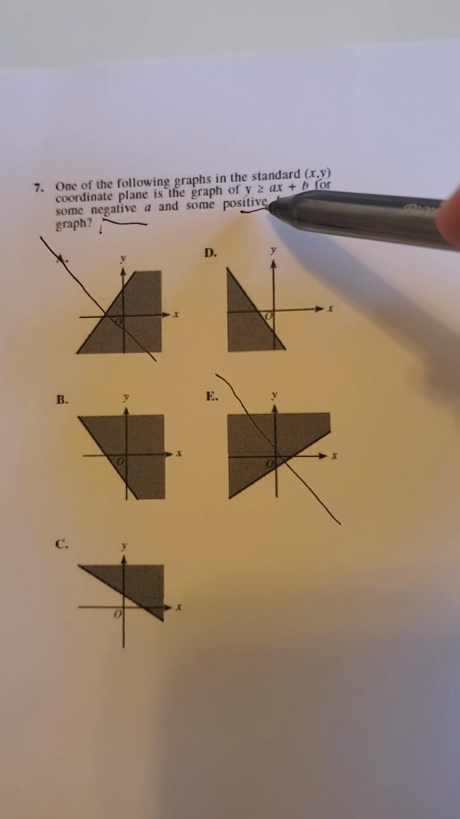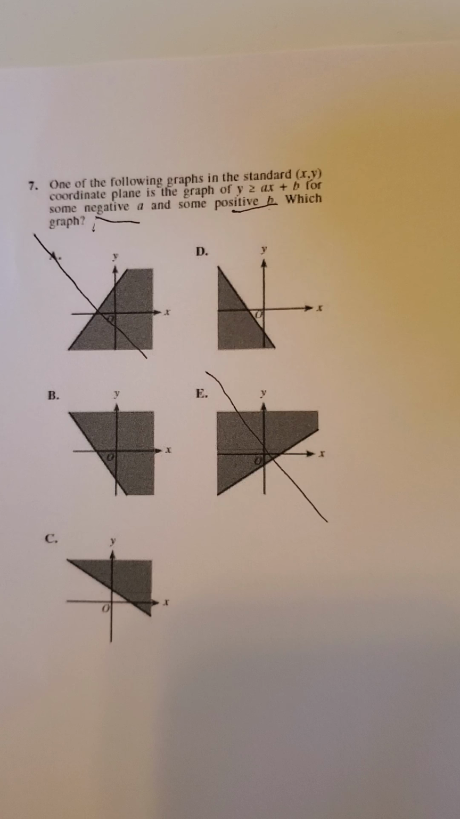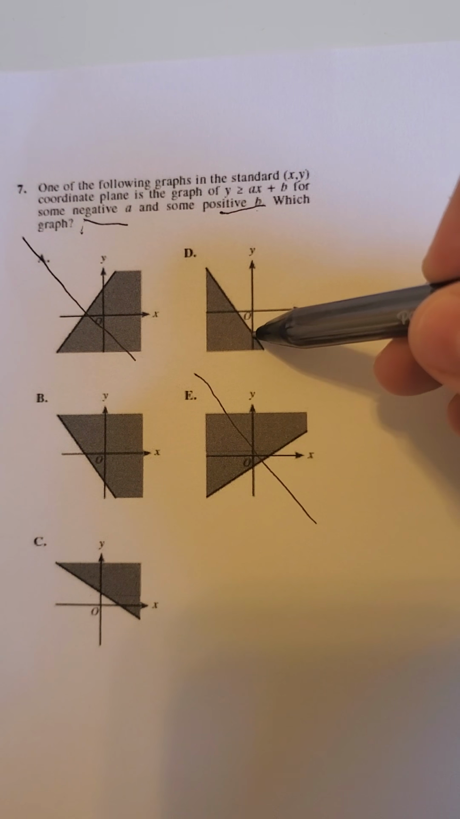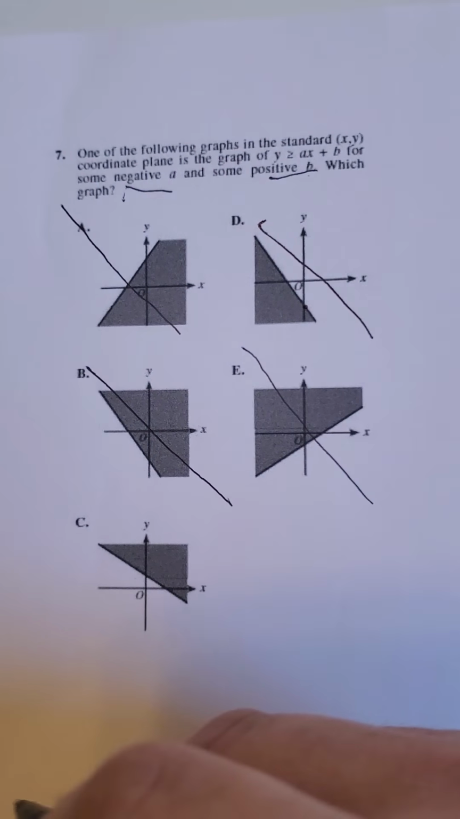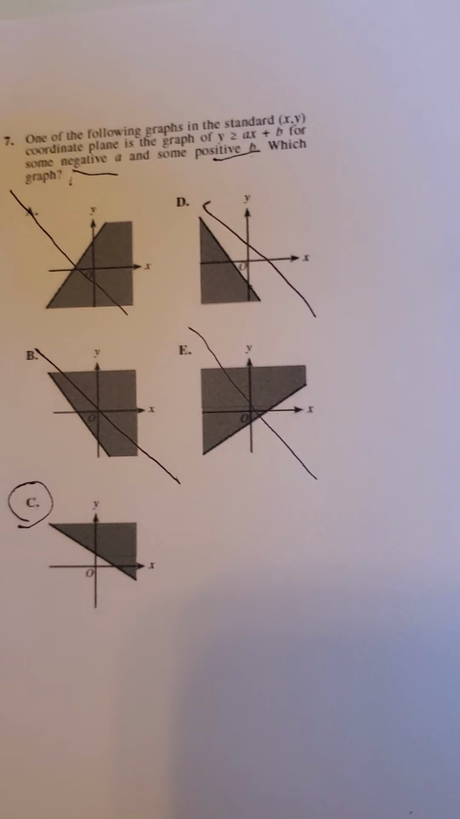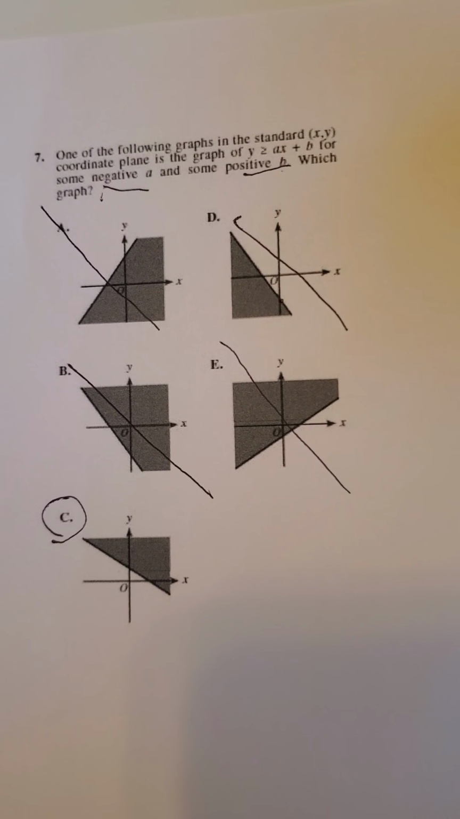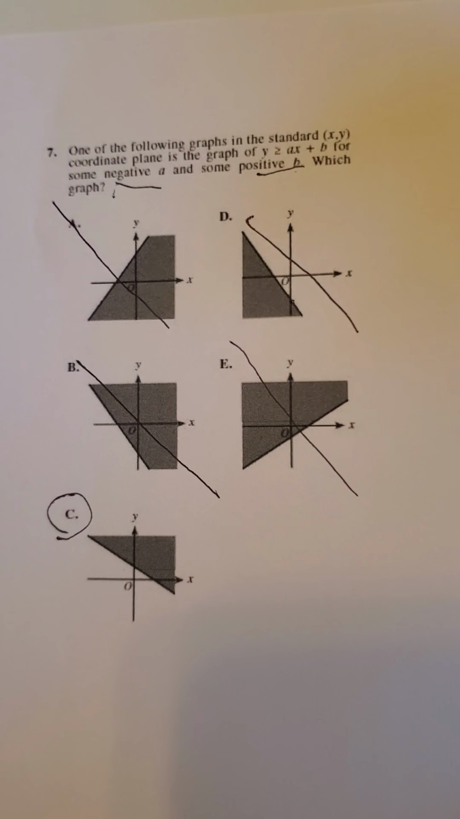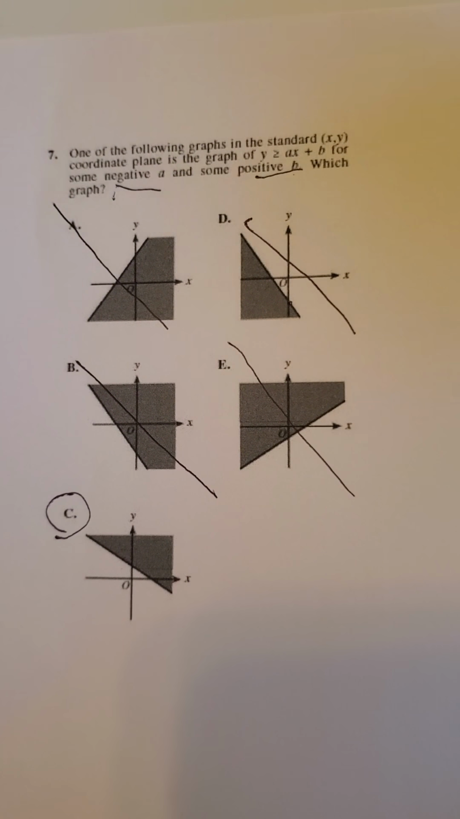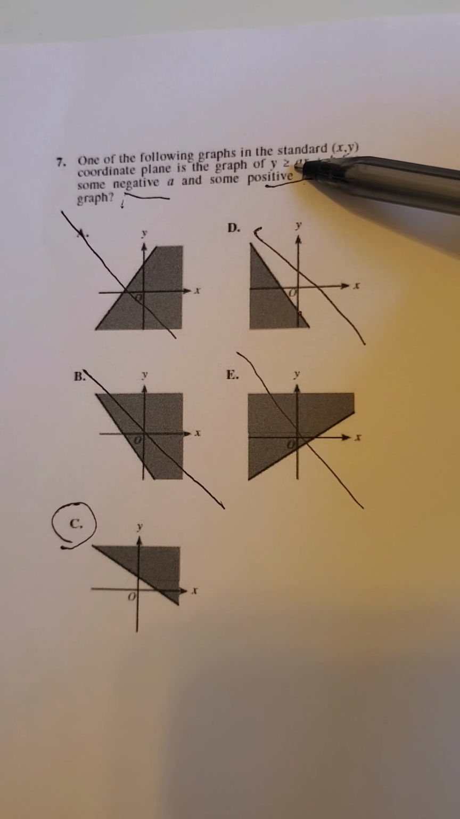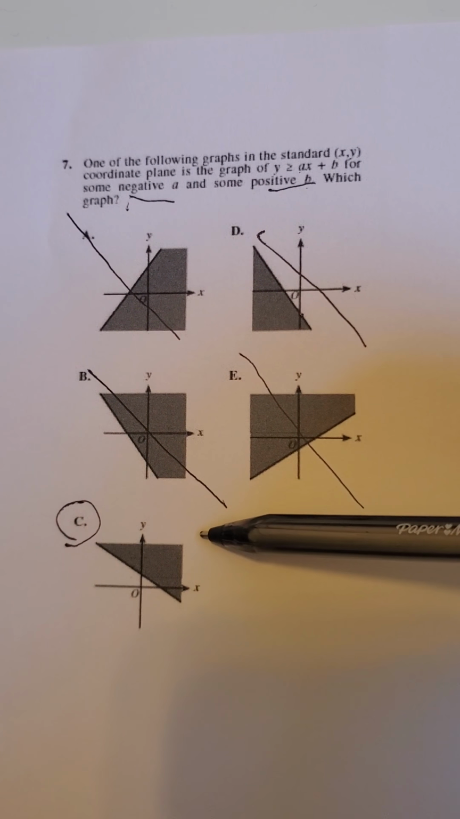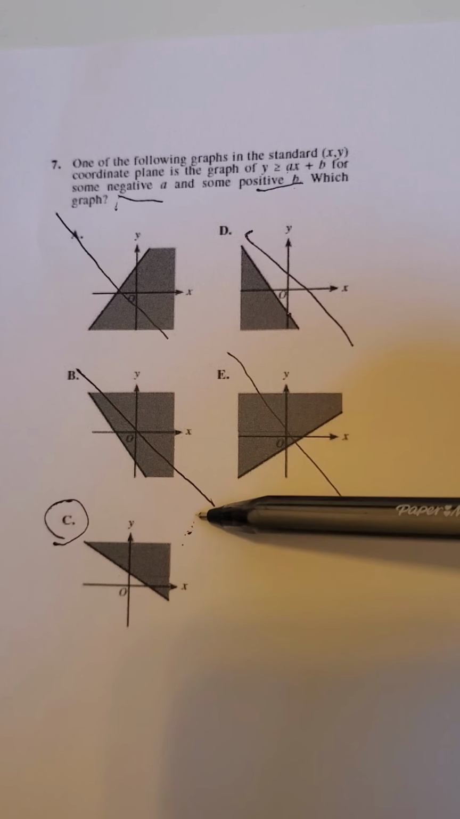And some positive b. So my y-intercept is positive. So that one's negative, I can rule that one out. That one's negative, I can rule that one out. So the only option left is C. I don't even have to do anything else, okay? So look for those things. Rule out what's not the right answer, and a lot of times the right answer is just going to pop up, okay? Also, I notice it says greater than or equal to, and it is shaded above the line, which is what I'm supposed to look for.